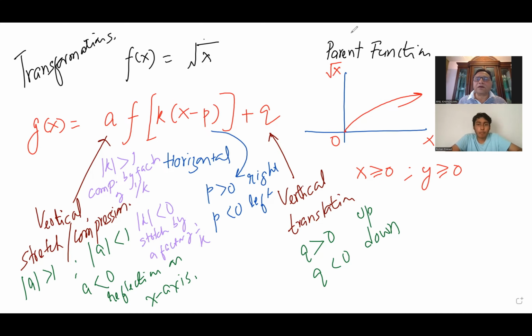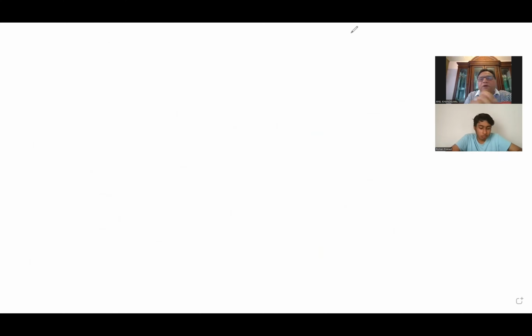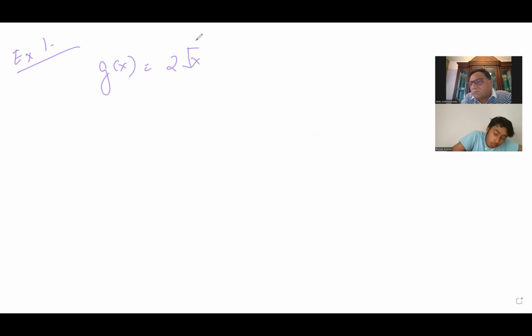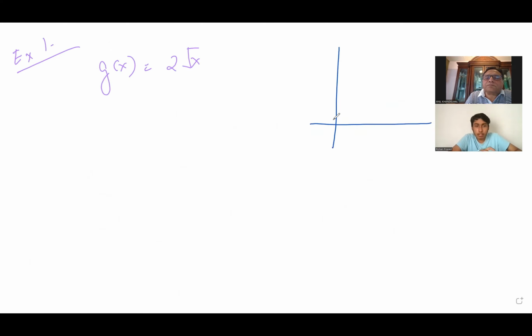So now, let's take up an example with the square root function. Example 1: let us say the function g of x is 2 times square root of x. 2 times square root of x means what? Can you tell me, Rohan? Transformation wise. It would mean that the graph is vertically stretched by a factor of 2. Correct, while still starting at the origin.